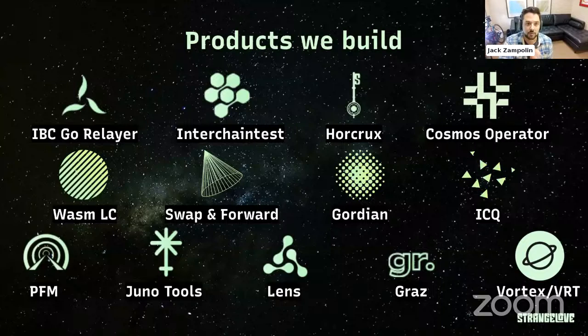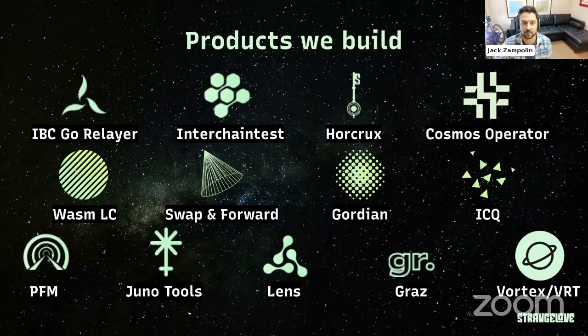We don't really do a good enough job of talking about all of the work that we do at Strangelove. So I'm going to take just one quick second to talk about all of the various open source pieces that we've built in conjunction with the ICF over the last couple of years. The first one of those being the IBC Go Relayer, which is the second most used relayer implementation and was the first relayer implementation. We have Interchain Test, which is broadly adopted throughout the ecosystem as the best way to build and test IBC applications.